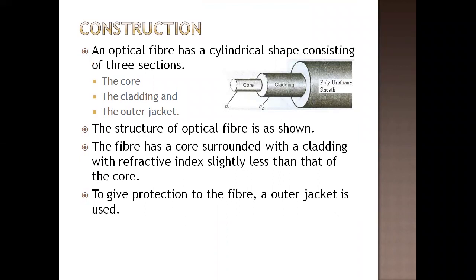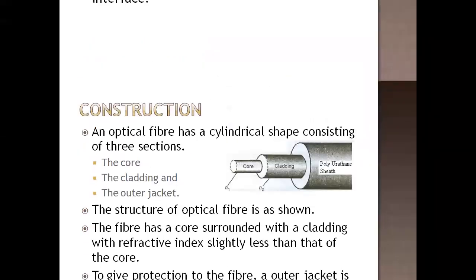And for protection purposes, this core and cladding is covered with a number of layers of outer jacket. It may be from 2 to 6 layers. So the optical fiber is a cylindrical shape consisting of three sections. One is the core, around it the cladding, around it the outer jacket. The fiber core is surrounded with a cladding with a refractive index slightly less than that of the core. And to give protection to the fiber, an outer jacket is used.